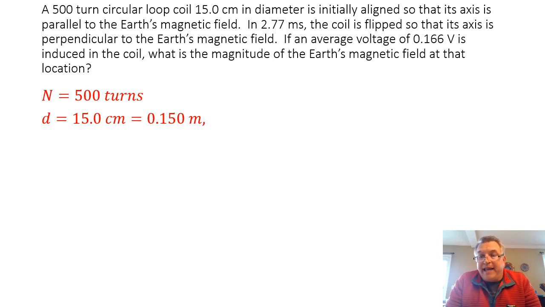Now, in order to find the area, we are going to need the radius of the coil. So I know the radius is half of the diameter. So the radius is going to end up being 0.075 meters.